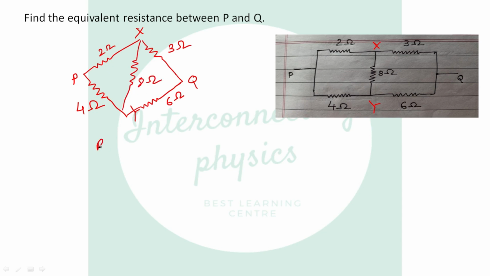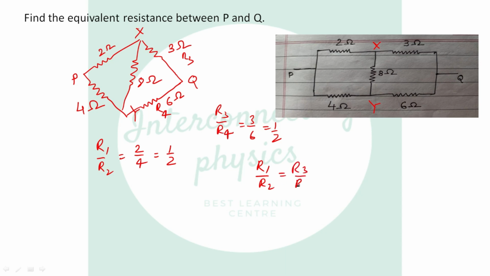Now you see R1 divided by R2, that is 2 divided by 4, answer is 1 by 2. Now R3 divided by R4, this is R3, this is R4, then R3 divided by R4 is 3 by 6, which is 1 by 2. So that means R1 divided by R2 is equal to R3 divided by R4. That means this is a balanced Wheatstone bridge, and potential at point X is equal to potential at point Y. So we can remove this resistor 8 ohm because this is a false connection.